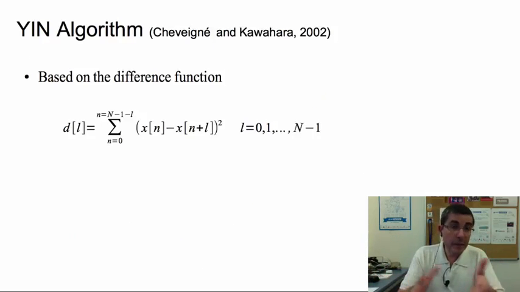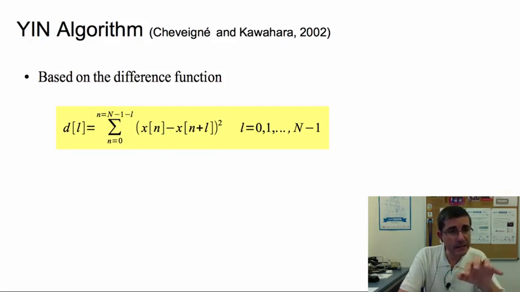A method similar to the autocorrelation is the one proposed by Chevigné and Kawahara, named YIN, and it's based on the difference equation, which is an equation similar to the autocorrelation. We just take the difference between samples with a given lag, and then take the square and then sum. And this function is 0 when the lag is equal to the cycle length. So we have to find the minima of the function.